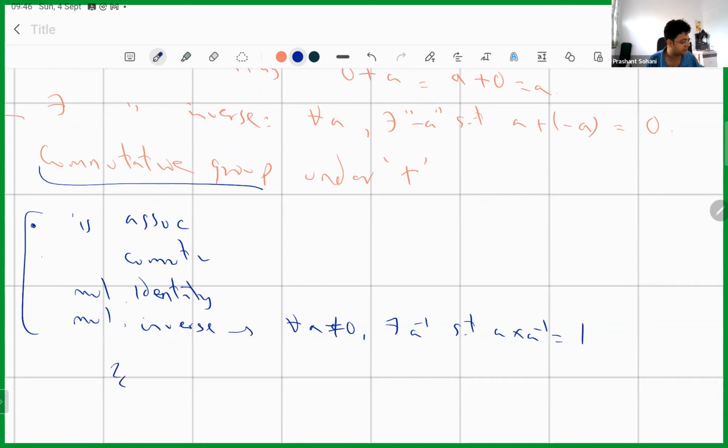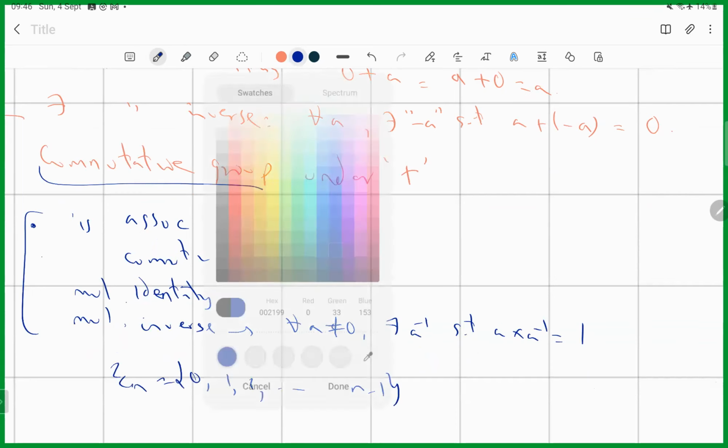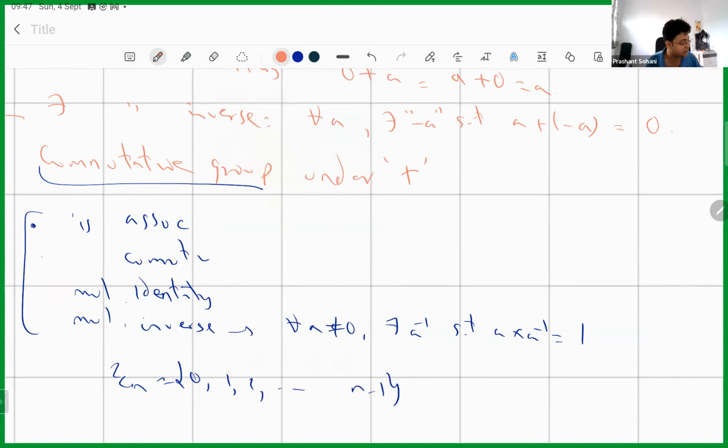So Zn, as I said, was the same set 0, 1, 2, up to n minus 1. Out of this, I think associativity is straightforward. I think everybody can agree that associativity will hold. The reason why it happens is the way we are computing the numbers: when I multiply two sets, I take integers from those sets and multiply those integers. And because integer multiplication is associative, naturally associativity and commutativity are no problem.